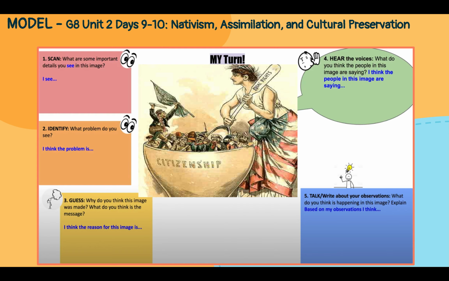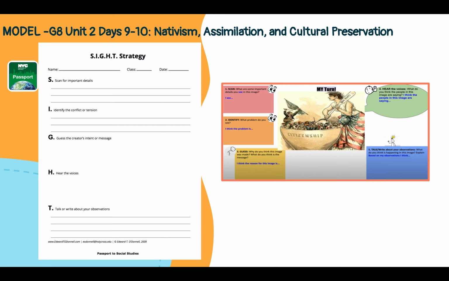In days 9 and 10 of Unit 2, your teacher is going to provide this image to you. This would be a great opportunity for you to use the SITE strategy. Your teacher might provide you with this handout on the left or something similar to this. Whatever the format or whatever kind of handout you receive, just remember that the SITE strategy itself never ever changes.